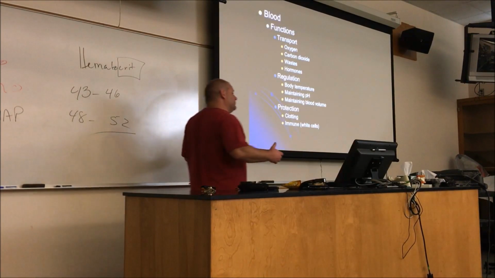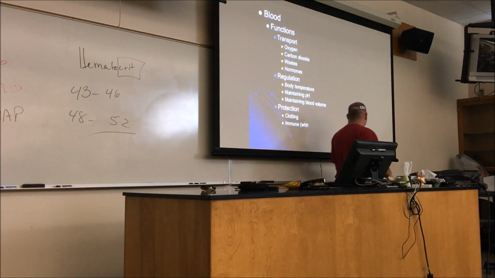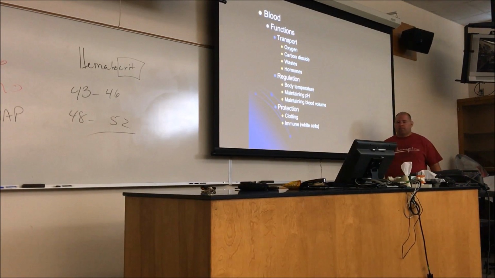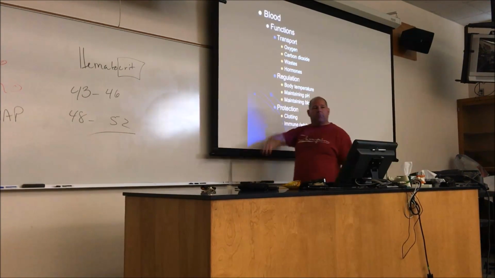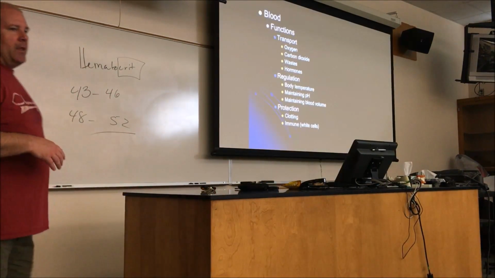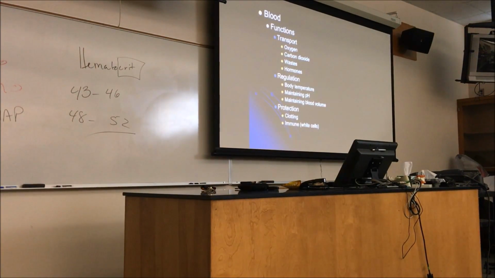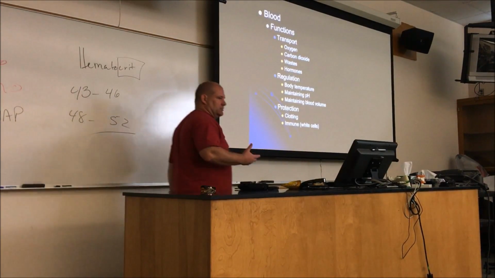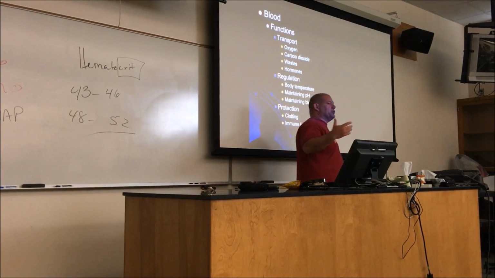Now, blood itself. So even though we have these formed elements, and I also have my plasma, it has 3 primary functions. Okay? First one is transport. It's a mode of taking nutrients to the tissues. It's your highway. That's how we have distribution.